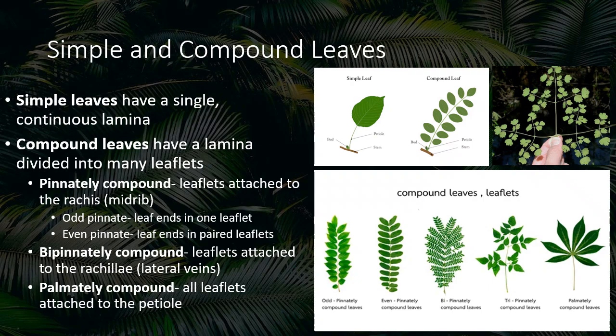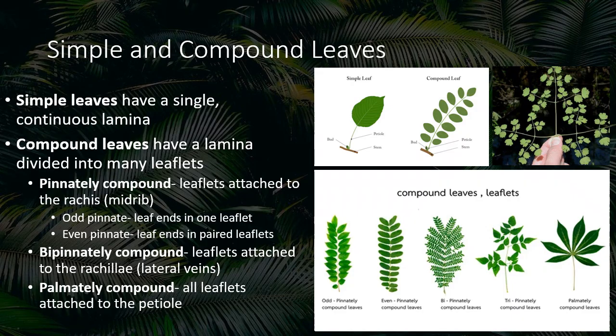Okay. In a pinnately compound leaf, the leaflets are attached to the rachis, which is basically the midrib, but it's a free midrib that isn't enclosed in lamina or leaf blade tissue. And there are two different configurations of pinnately compound leaves that we can see. And you can see these in this bottom diagram on the left side. Odd pinnate leaves end in one leaflet. So there's just one single leaflet at the tip of the rachis or the midrib. In even pinnate leaves, we see two leaflets at the end of the leaf. The leaf ends in paired leaflets at the tip of the rachis or midrib.